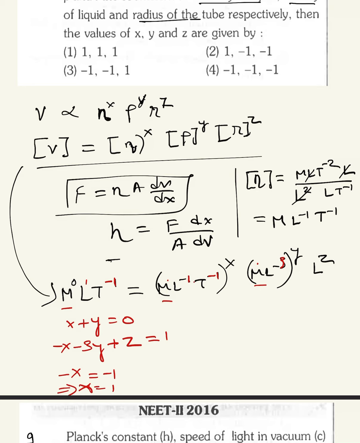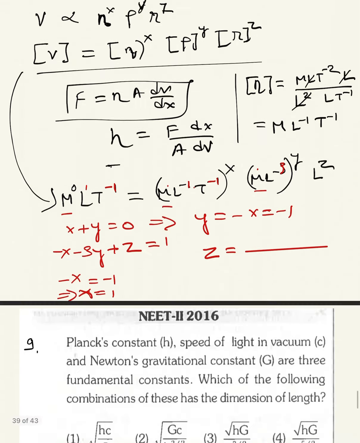Okay, so now we can simply solve. X is equal to 1, so from here we can write y is equal to minus x, that is minus 1. And now as we know x and y, I think you can also find z. This is how you solve the question. Now students, I expect you to solve this and match the correct option.